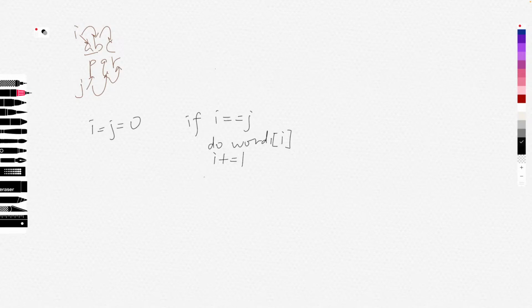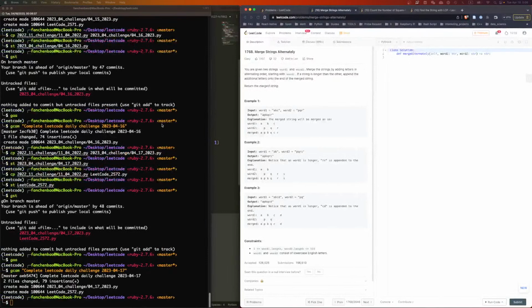Now i is in front of j. So the next round we can have else. When i is in front of j, we will do whatever we need to do with word 2 j. And when we've done that, j will plus equal 1. Now j catches up to i, and next round we do this. Yeah, that will work. Man, it's interesting doing it this way. All right, now we can code.